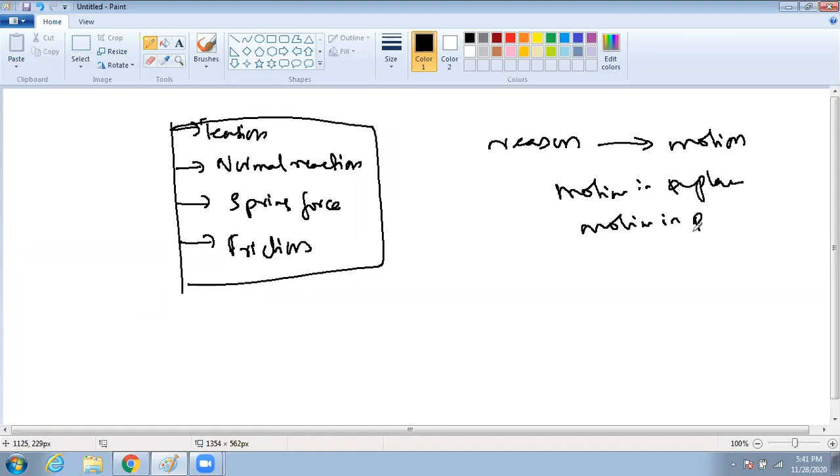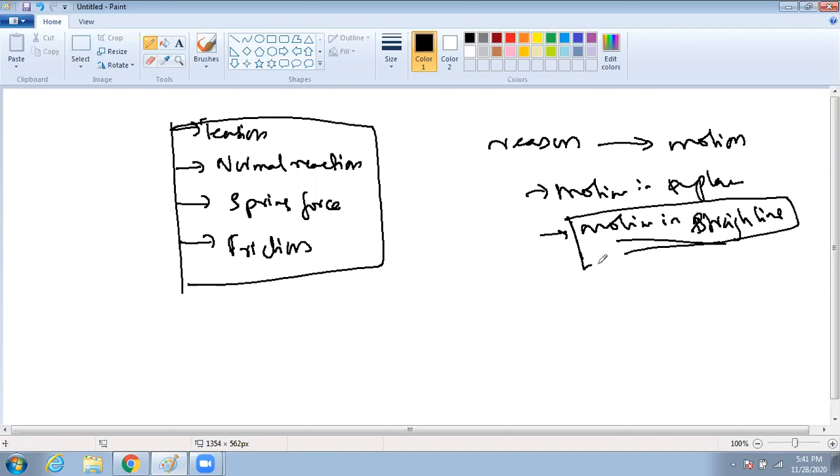Devika, you are still yet to learn motion in a straight line, so we will continue separately for you. Others, yes, Swarup, sir, you have already studied. Siddhi, you will also go ahead. We will study this. Pritam, you have already studied this chapter.